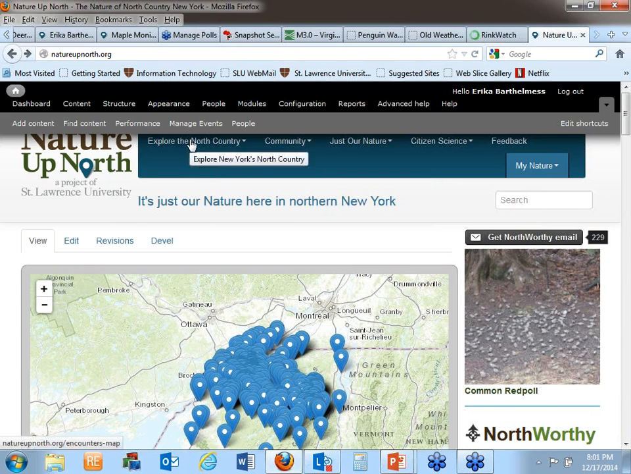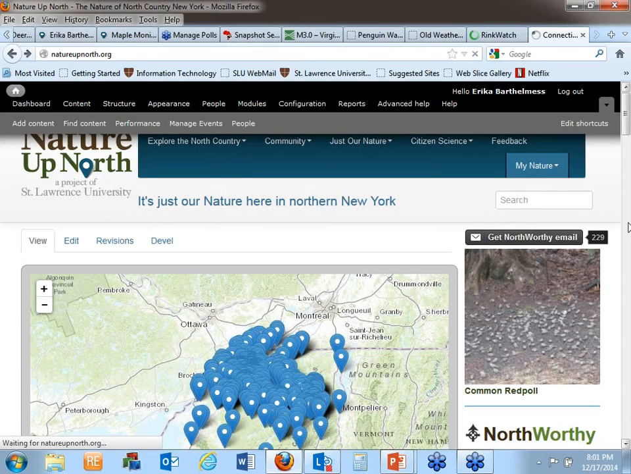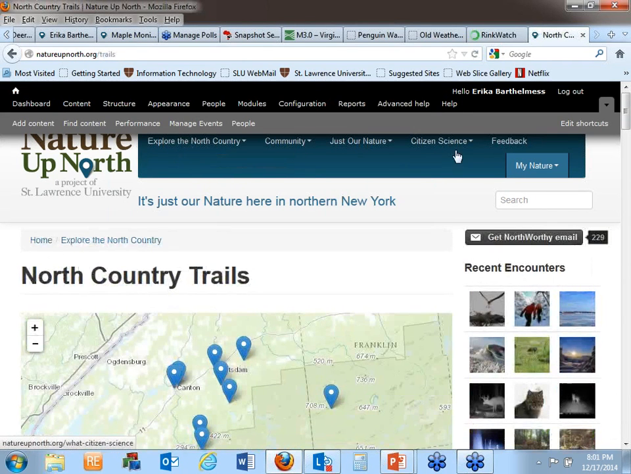A couple other things I'll just show you. If I come up here to explore the North Country, we've got an event calendar that helps people figure out when we're doing our hands-on activities. You can look at all of the encounters rather than the map version. Here's our trail guide that we're just building out.